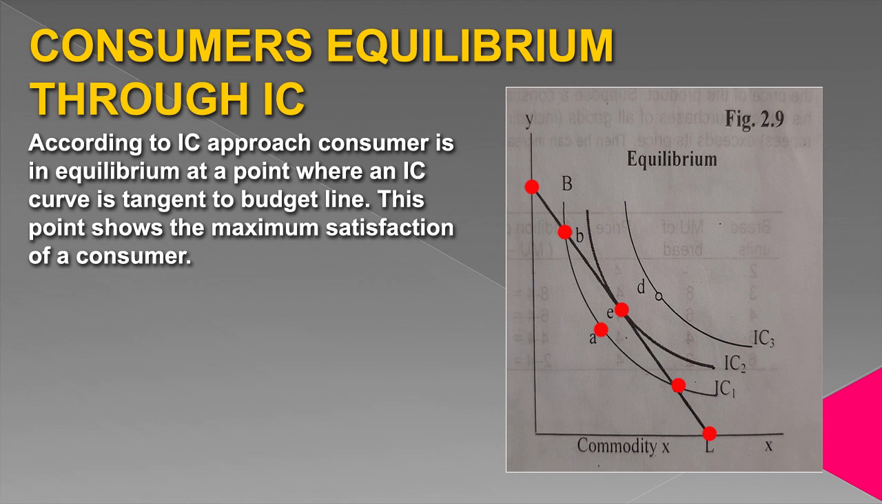Point D is out of his range. His budget does not permit him to go for D, so he will remain at point E and derive maximum satisfaction, and point E will be known as the equilibrium point of a consumer. This is how we derive the equilibrium of a consumer through the IC approach.